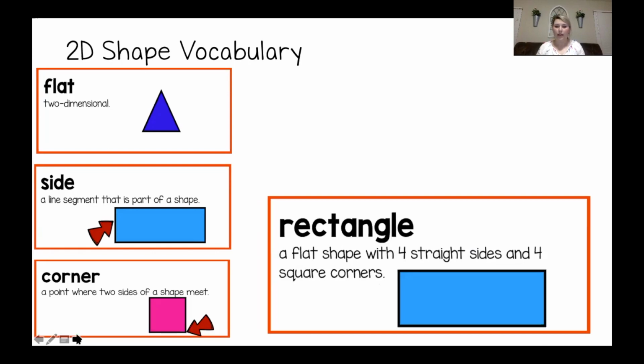Now we're also going to learn the word rectangle. A rectangle is a flat shape with 4 straight sides and 4 square corners. Now, a lot of times with a rectangle, the lengths can be different. In this rectangle, there are 2 long sides and then 2 shorter sides. And the 2 longer sides are the same length, and the 2 shorter sides are the same length.